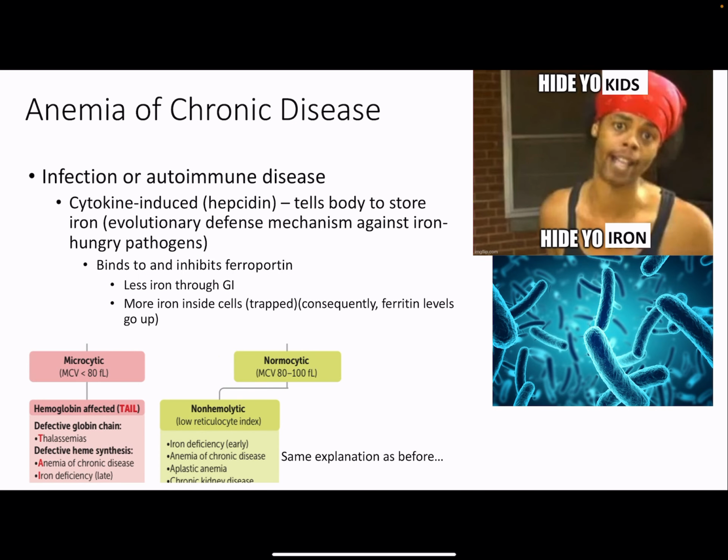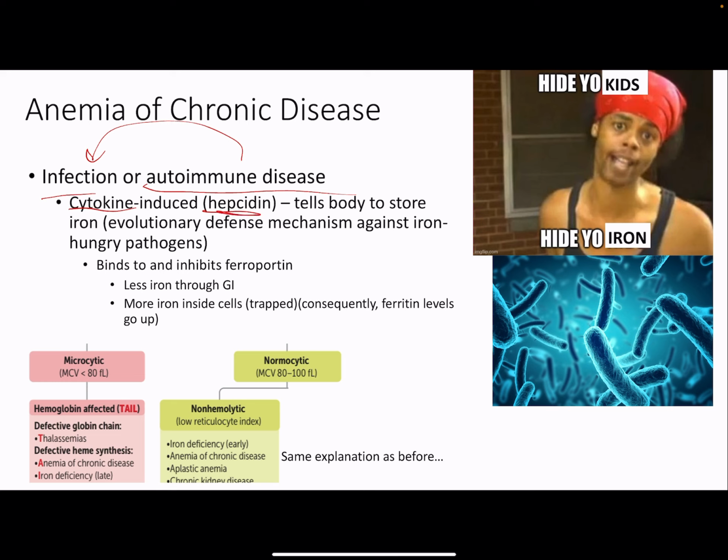So anemia of chronic disease. If you have an infection or if you have an autoimmune disease, your body kind of thinks maybe that it has an infection. You're in a chronic inflammatory state, and so you're making a lot of cytokines. One that's relevant is hepcidin.